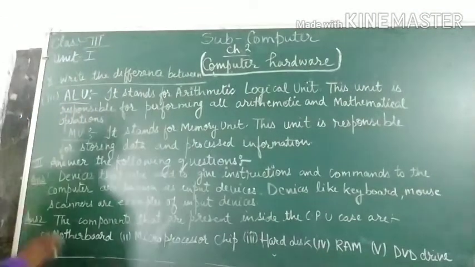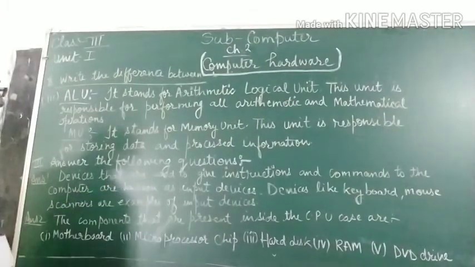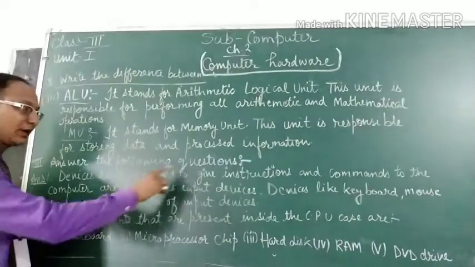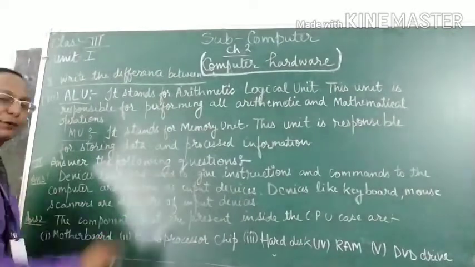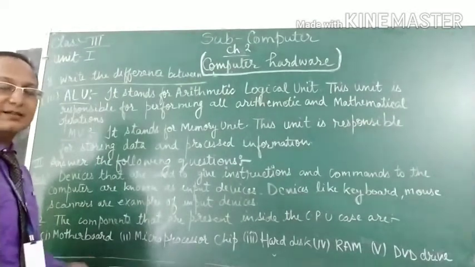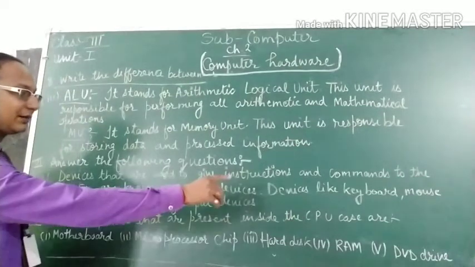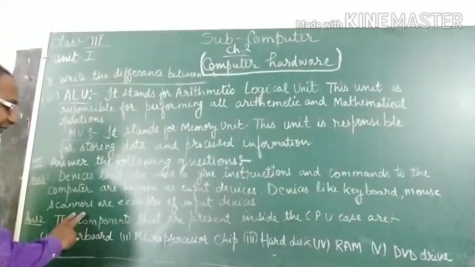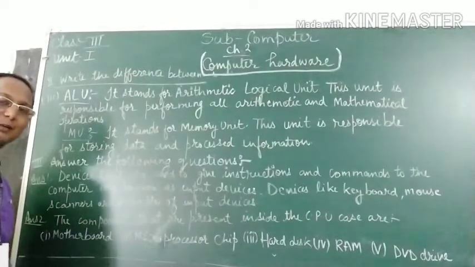Answer 1. Devices that are used to give instructions and commands to the computer are known as input devices. Is it clear? Now, examples. Devices like keyboard, mouse, scanners are examples of input devices. So these are the examples.